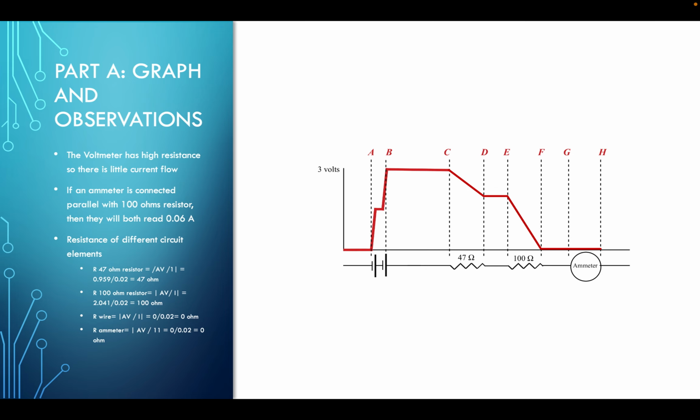And so we calculated, just to double check our work, that 0.959 divided by 0.02 would give us the 47 ohms, just to make sure that it is correct. And we did that for both of the resistors, the wire, and the ammeter.